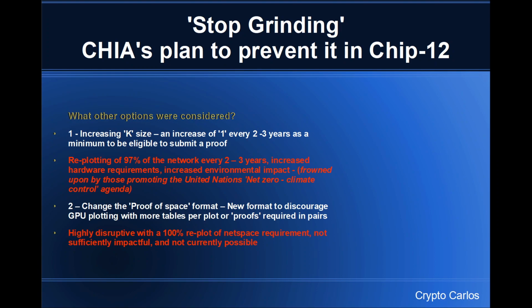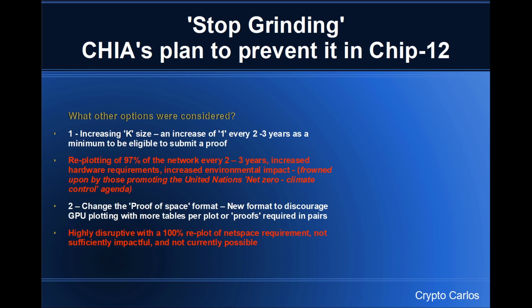Okay, what other options were considered before they decided on the plot filter decrease? There were two others which they rejected. The first was they were going to increase the K size. So at the moment I think 97% of the plots on the CHIA NetSpace are K32s. I know 100% of mine are.